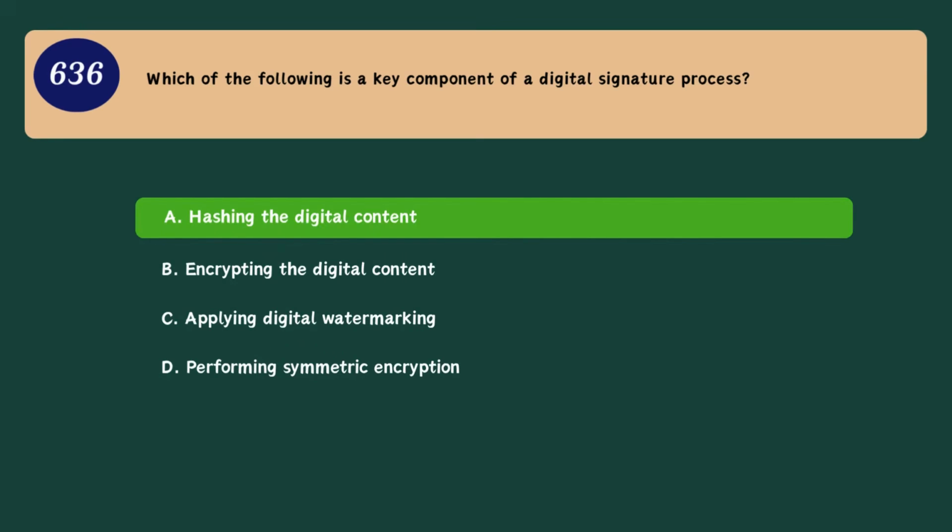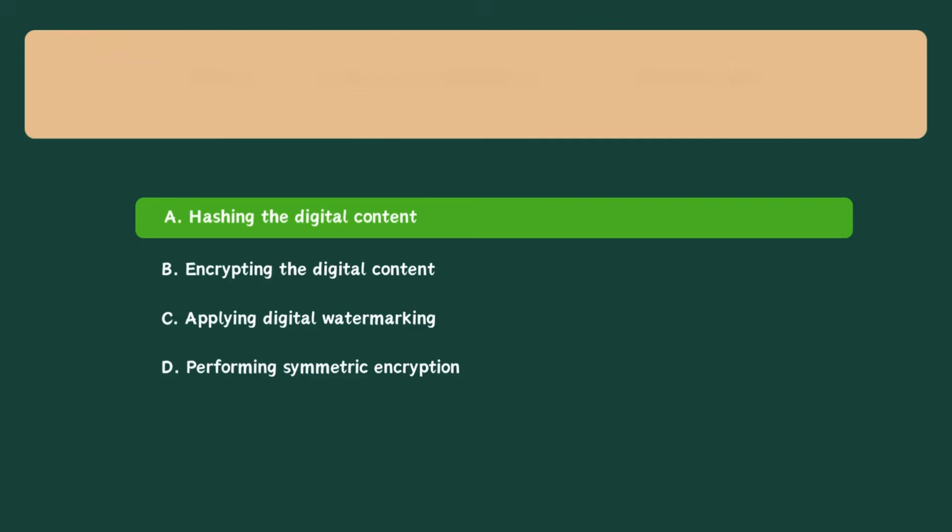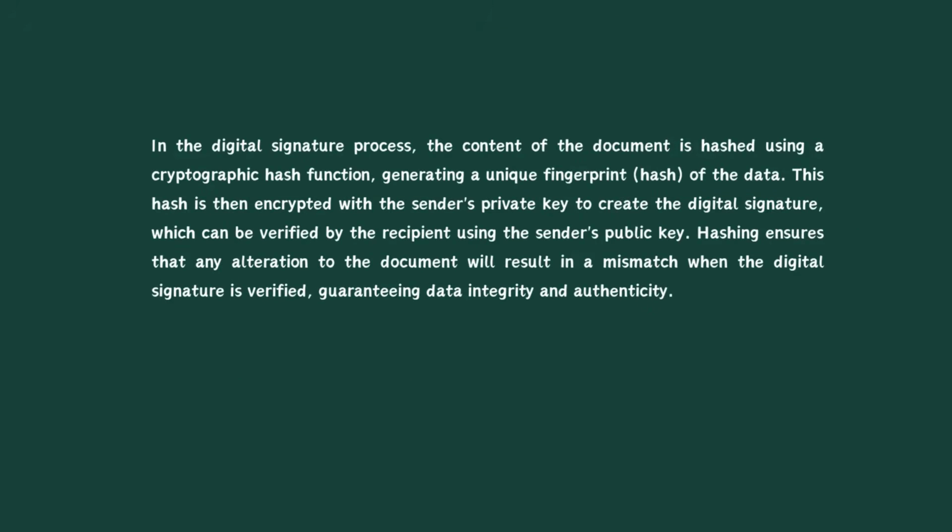Correct answer: A. Hashing the digital content. In the digital signature process, the content of the document is hashed using a cryptographic hash function, generating a unique fingerprint hash of the data. This hash is then encrypted with the sender's private key to create the digital signature, which can be verified by the recipient using the sender's public key. Hashing ensures that any alteration to the document will result in a mismatch when the digital signature is verified, guaranteeing data integrity and authenticity.